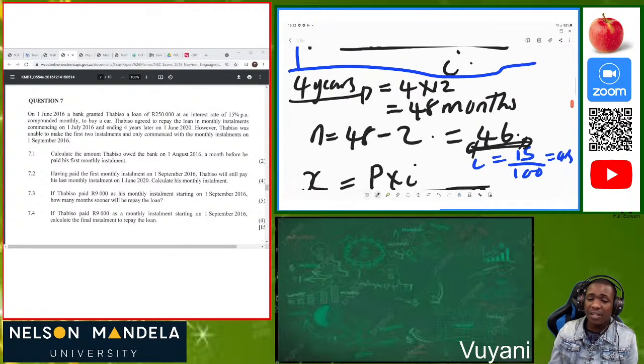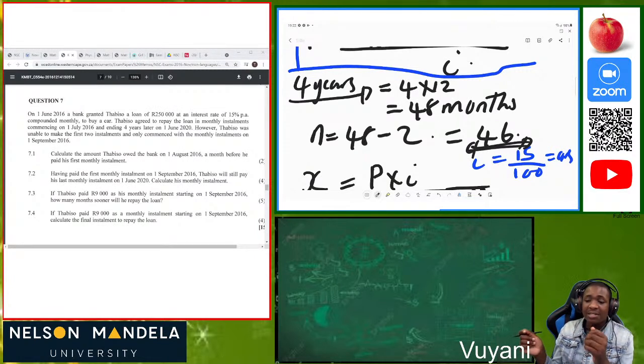Then we said that for the first 2 months he was not able to pay. The original period, the way you were supposed to pay, was 48 months. We converted 4 years into months because it is compounded monthly, so we got 4 times 12. Then we get 48 months. But since he was not able to pay for the first 2 months, in other words he skipped 2 months, now we have to subtract to get the final.